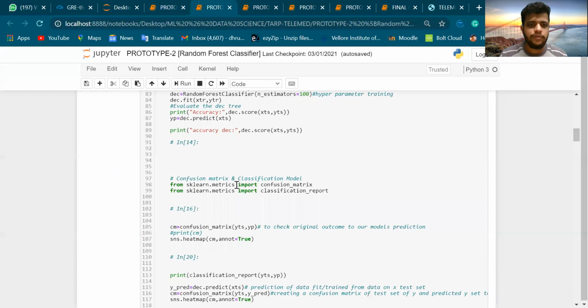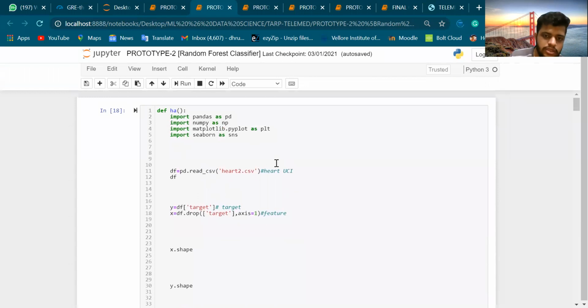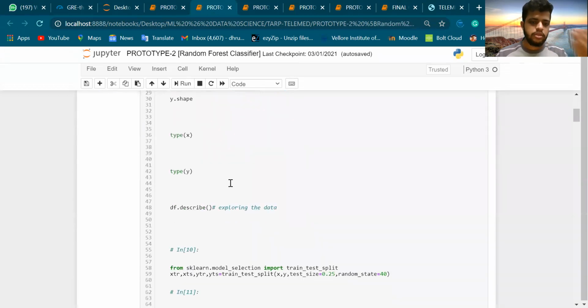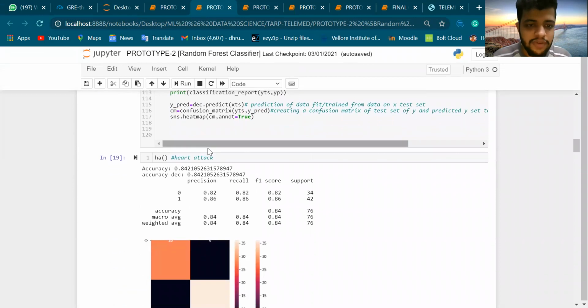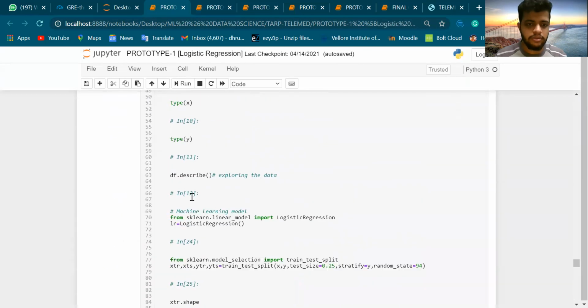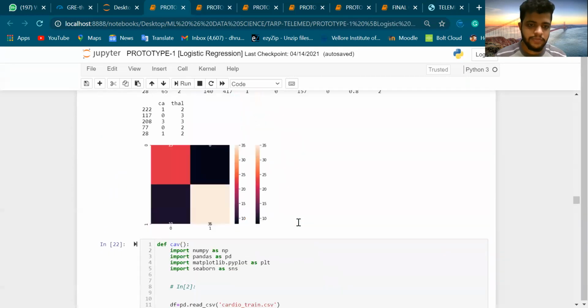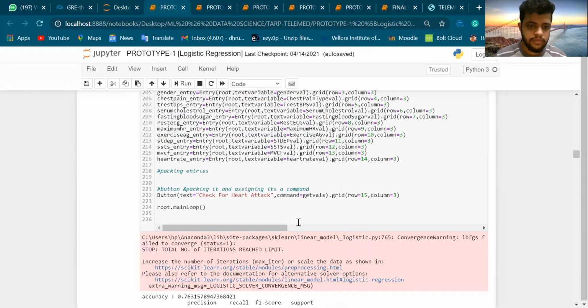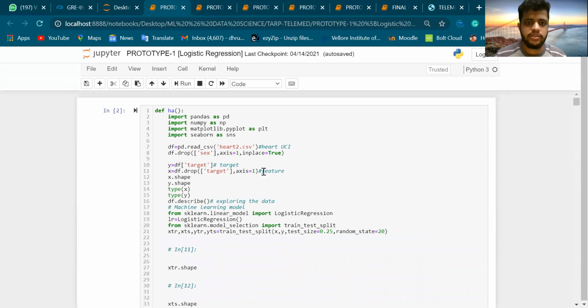Here's the random forest classifier. Same here, we have used the same data set so that we gain access and knowledge of how this grows. We have successfully achieved 84% accuracy in our heart attack model, whereas we had just gained 71% in our previous heart attack model.